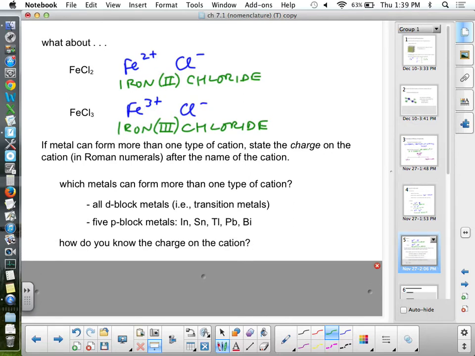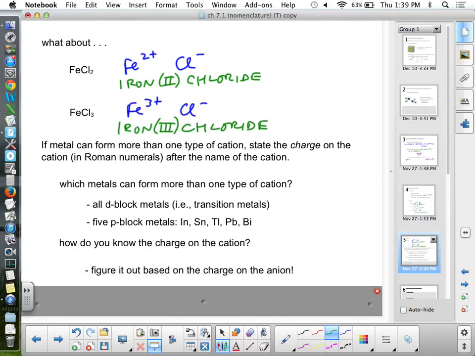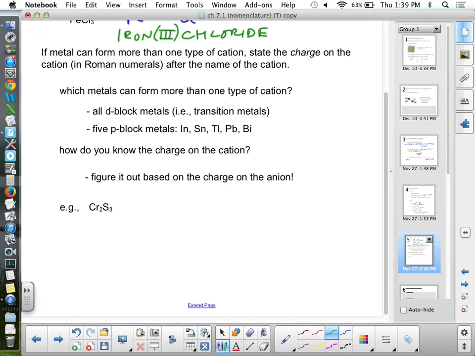How do you know the charge on the cation? Simple. You figure it out based on the charge on the anion. So for example, Cr2S3. You don't know by looking at it what charge chromium will have because it's a d block metal and it can have a variety of charges. But in this particular compound, we know the sulfur has to exist as S2- anions. Using the principle of electrical neutrality, meaning that the sum of the charges has to add up to 0, we can figure out that the chromium must have a 3+ charge. So to name the compound, I would call this chromium(III) sulfide.